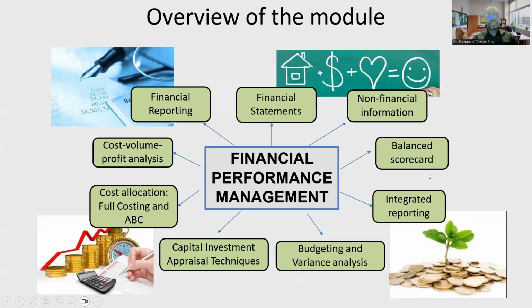All right, so overview of the module. For the financial performance management module, we are looking at a good number of items. We'll look at financial statements, financial reporting as a whole. We'll look at non-financial information. We'll also consider the balanced scorecard, integrated reporting with the six multiple capitals. Balanced scorecard, Kaplan-Norton balanced scorecard, I mean, so the 4 dimensions of the balanced scorecard typically. And then we'll walk into some budgeting and variance analysis, very basic one, very basic.